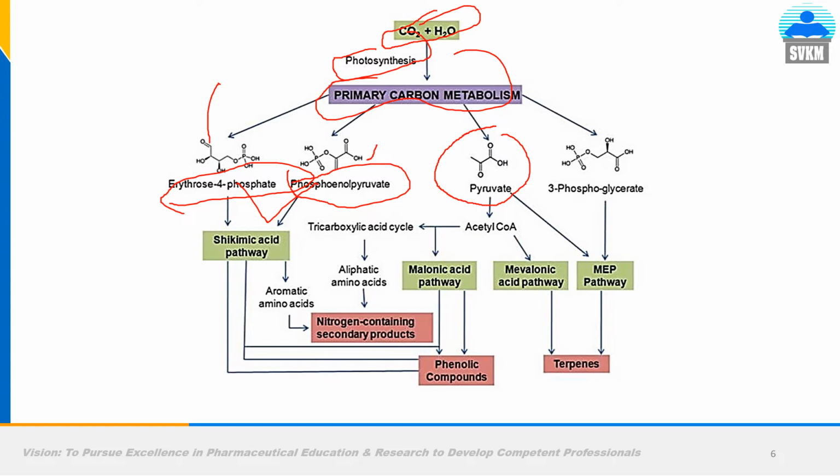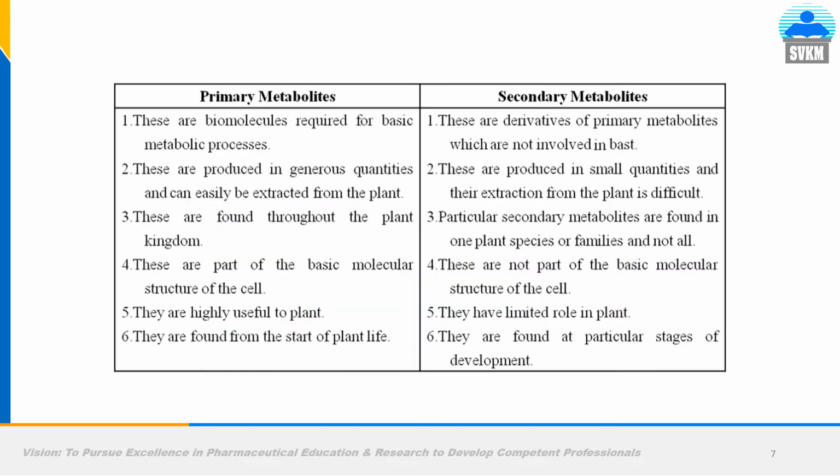Malonate means it will give you polyketides and fatty acids. Mevalonate means it will give you steroids, terpenoids, cholesterol, isoprenoids, and other types of hormones. So already we discussed the difference between primary and secondary metabolites. Primary means these are the biomolecules required for basic metabolic processes. Primary metabolites are generally present in all types of plants irrespective of the family, genus, species or type of plant. On the other hand, secondary metabolites are highly specific to a particular plant or some particular species or genera.